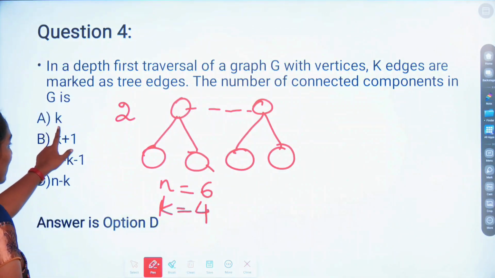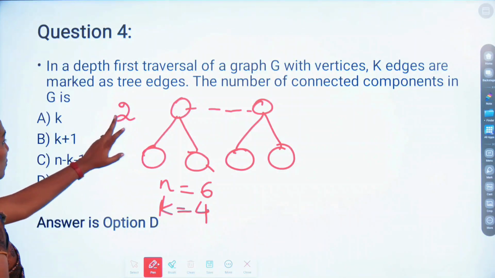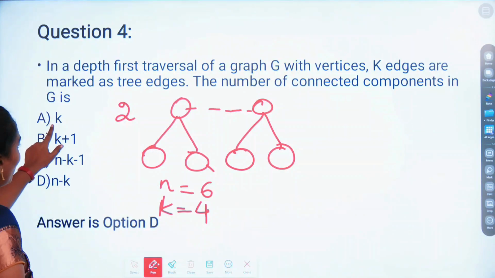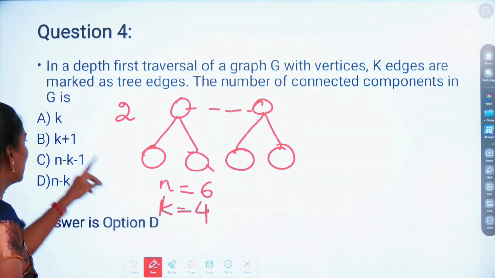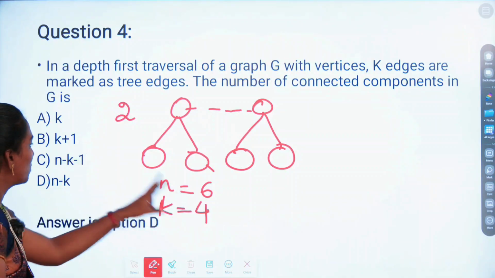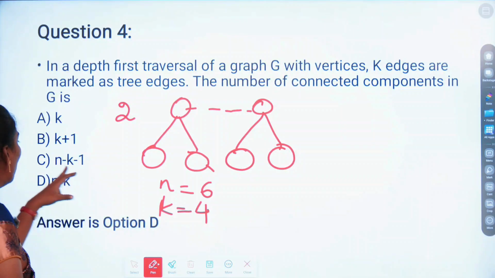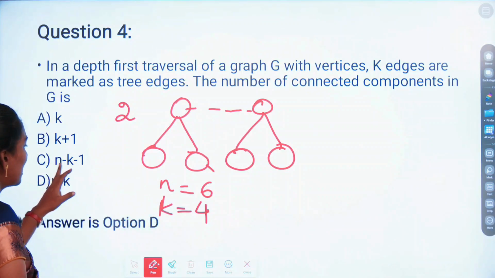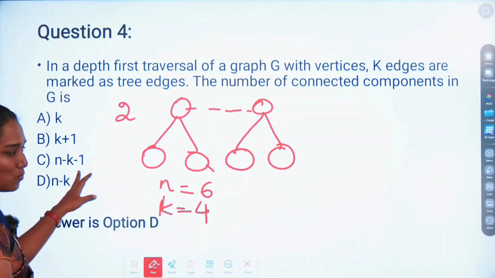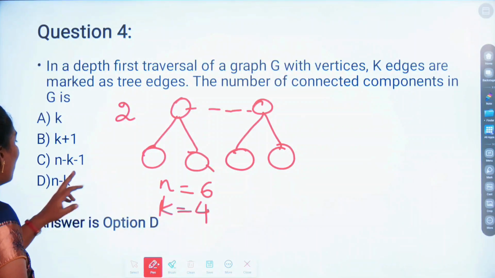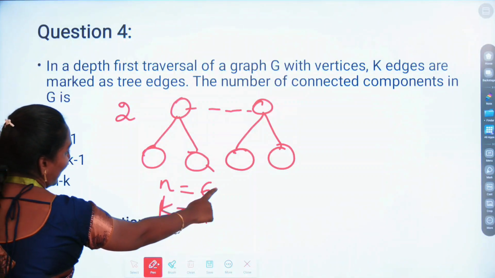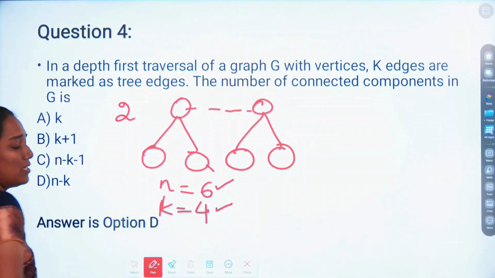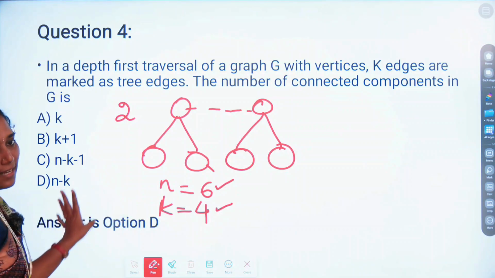Let us check for the options now. Actually the answer should be 2, since we have 2 components. K value is 4, obviously this is wrong. K plus 1, that is 4 plus 1 is 5. Answer is wrong. Then N minus K minus 1: the value of N is 6, 6 minus 4 is 2, 2 minus 1 is 1. Answer is wrong. N minus K: N is 6 and K is 4, so 6 minus 4 is 2. Hence this is the correct option.